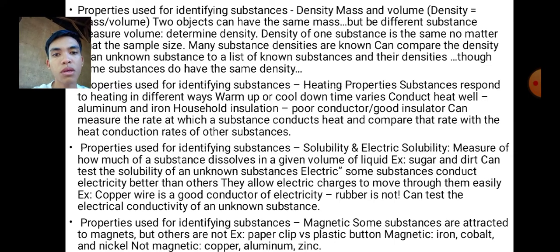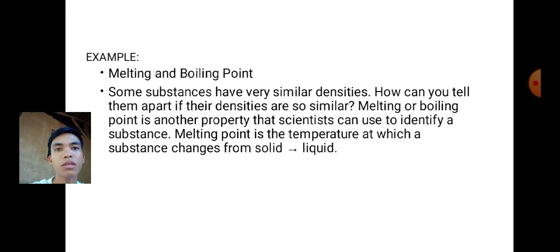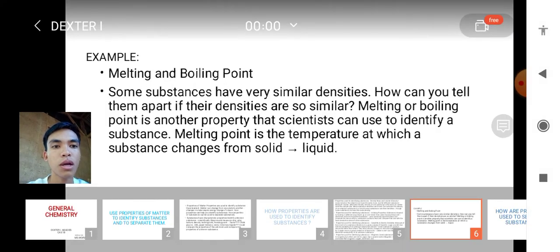Properties used to identify substances: magnetic. Some substances are attracted to magnets. This is an example of how properties are used to identify substances.